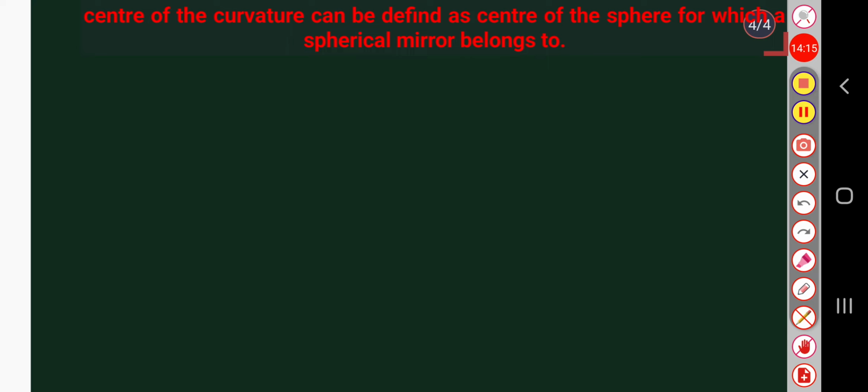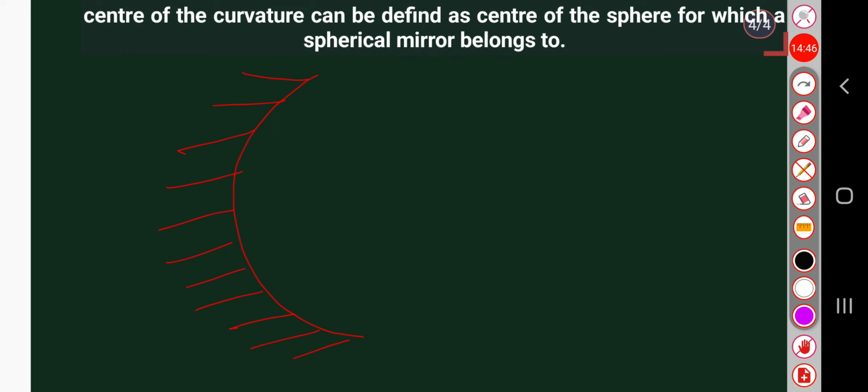Now let me draw a curved surface. This is the curved surface. Now what do you call this? Can you call this a mirror? No, definitely not, because to decide whether it is a mirror, you compulsorily have to decide which side the silver coating is on. Now tell me, what do you call this? Is this a convex or a concave? It is a concave mirror.